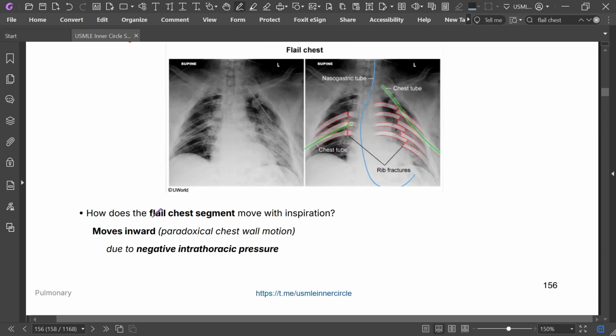How does this flail segment move with respiration? It moves inward. Paradoxical chest wall motion. It moves inward due to negative intrathoracic pressure. This is very high yield.